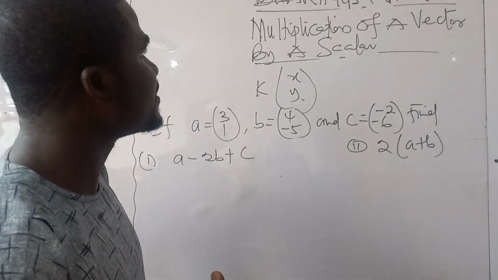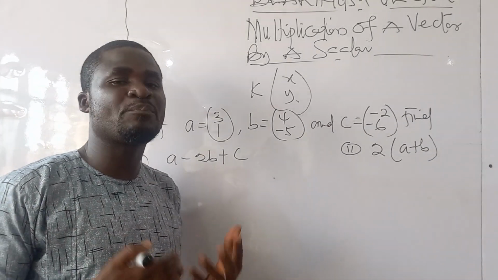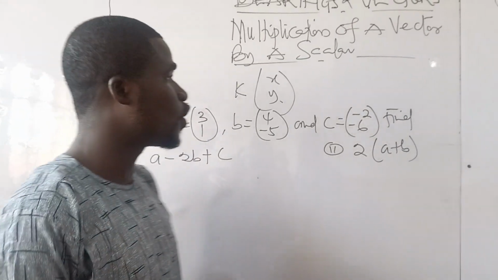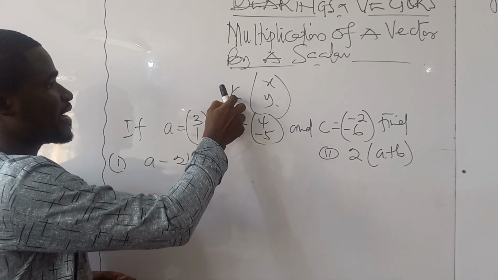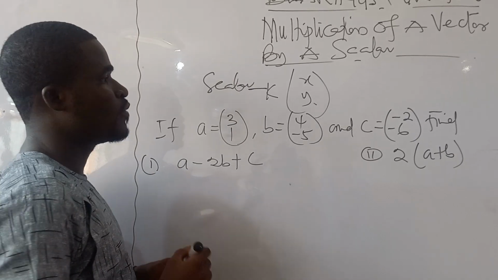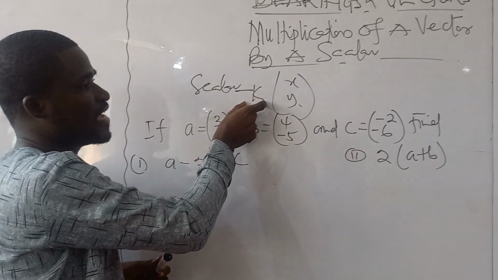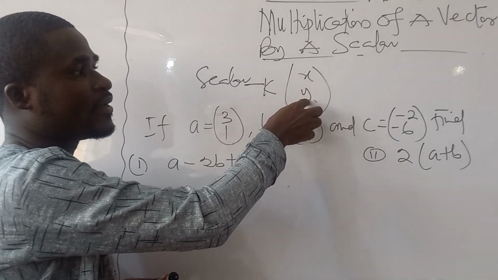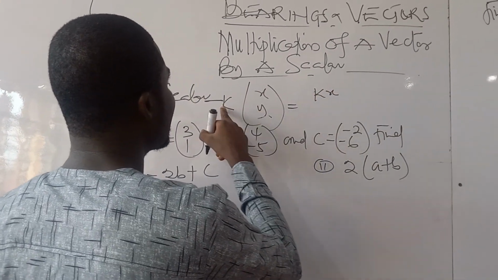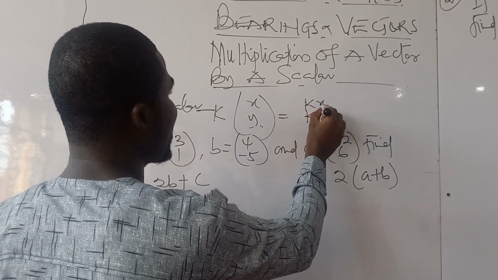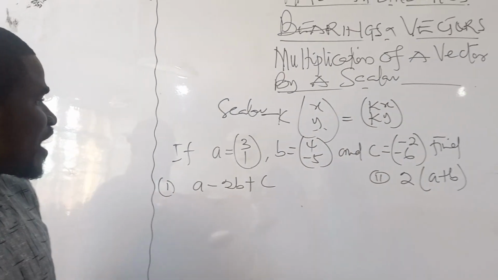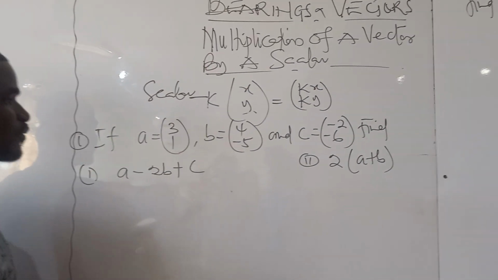Now we'll talk of scalar. A scalar can be positive or negative. It can also be a fraction. So let's look here. The k here is the scalar. We are going to use the scalar, the k, to multiply x and y. So k times x will give us kx, then k times y will give us ky. That's all. Good. So let's try the first example.